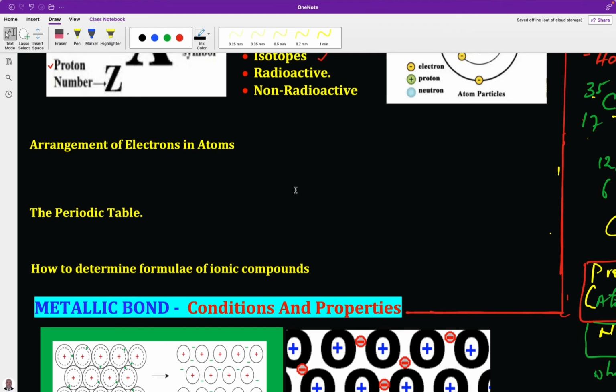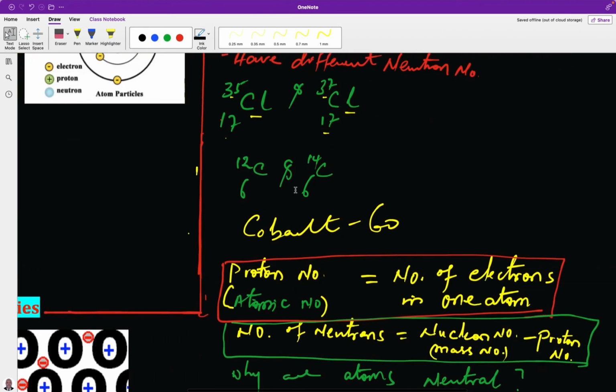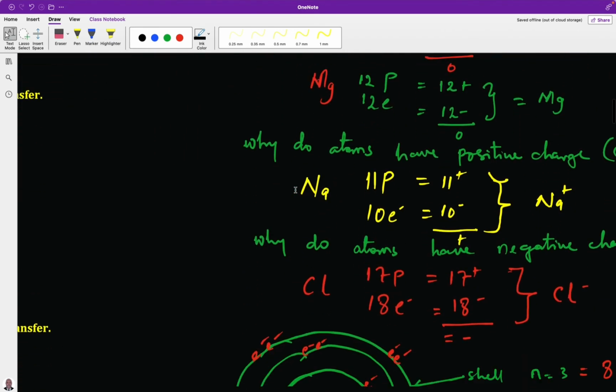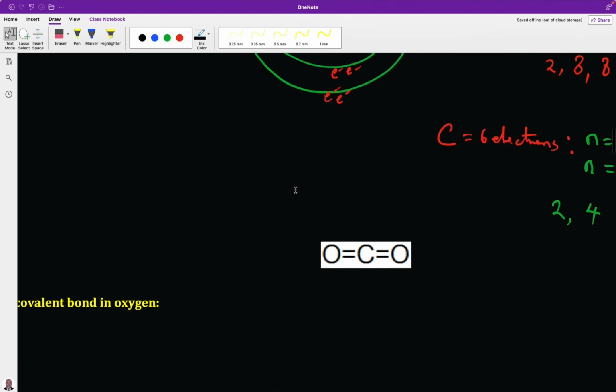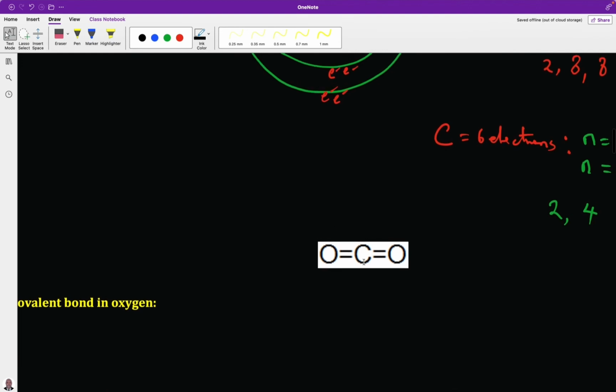How to determine the formula of ionic compounds? How can we determine the formula of ionic compounds? We have different methods of determining the formula of ionic compounds. Method number one.